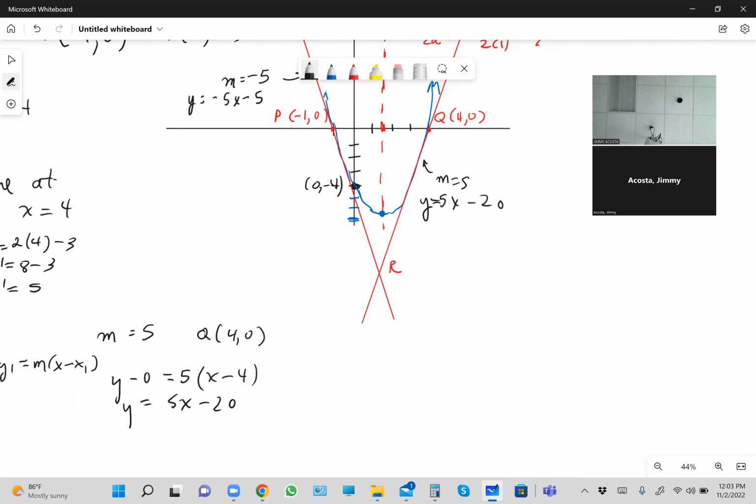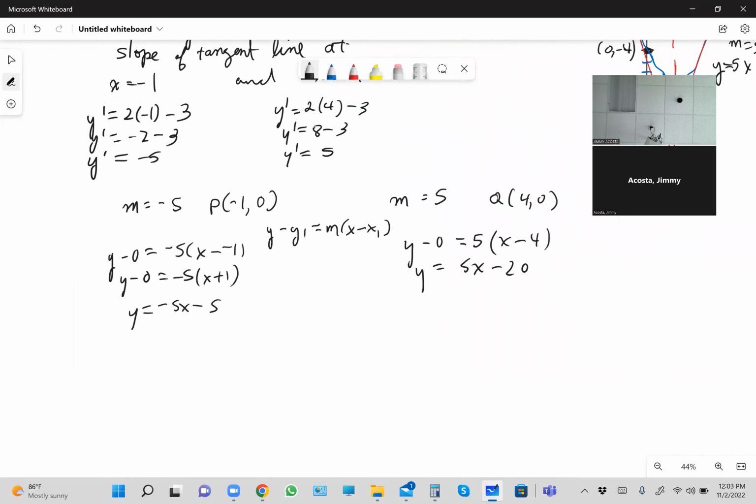But now we want to find r. So we have a system. The system is composed of these two equations: y equals 5x minus 20, and y equals negative 5x minus 5. Now we have two methods of solving this. We can either use elimination or substitution. Which one do you want to use? Elimination or substitution?